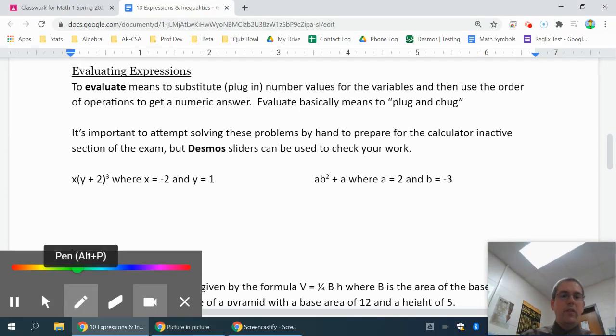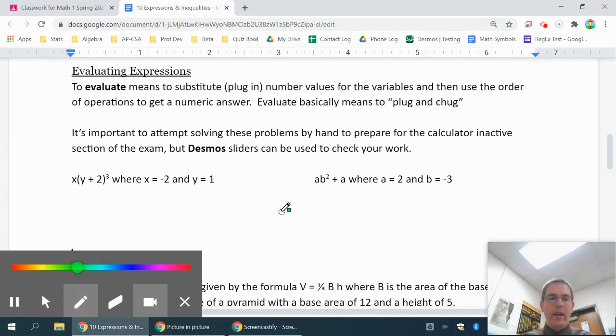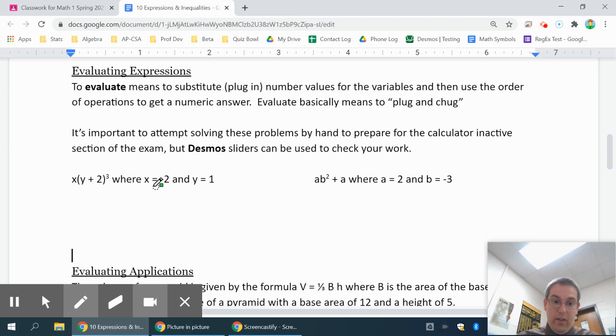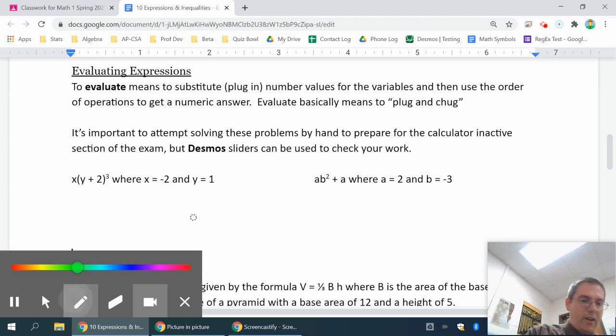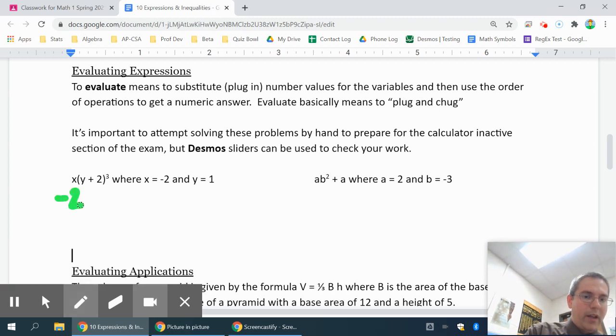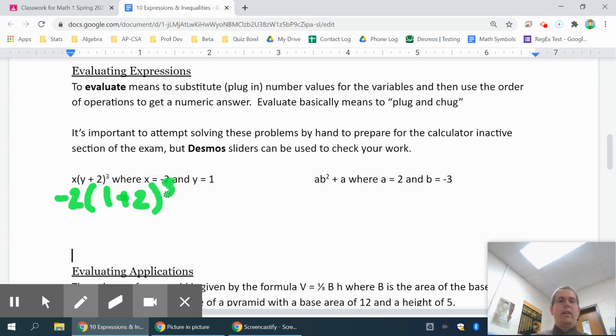Okay, when I evaluate this expression, I'm literally replacing the variable with the numbers it tells me. So instead of having an x there, I'm going to replace my x with a -2. I'm going to copy down the parenthesis exactly as is. Then I'll replace the y with a 1. I'll copy down the +2, and then the parenthesis to the third power exactly like it is.